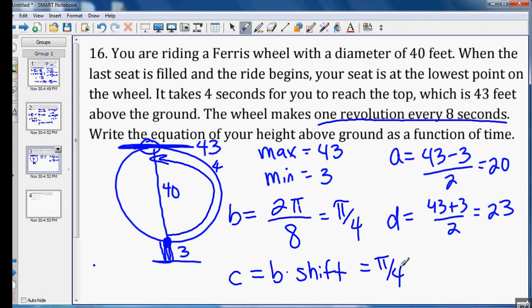Okay, so we can now write y equals, we write the amplitude, which is 20. We'll use cosine because we're starting at a minimum, of pi over 4 t, and the d is 23.